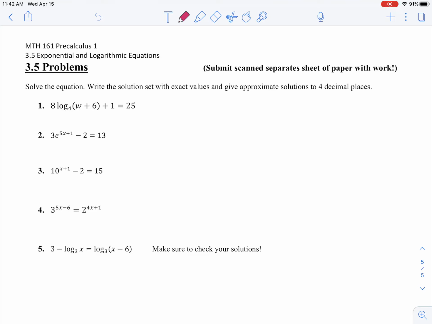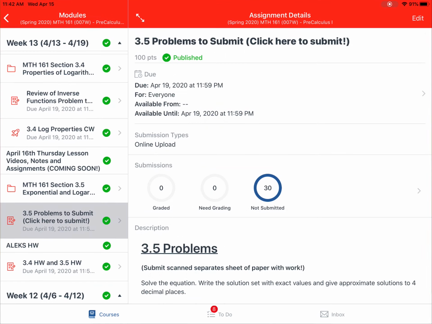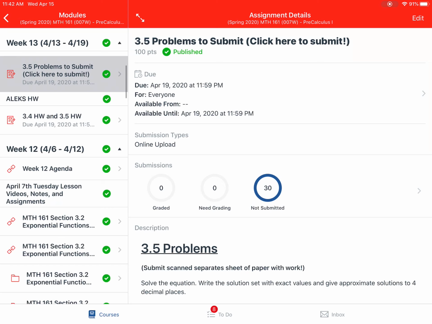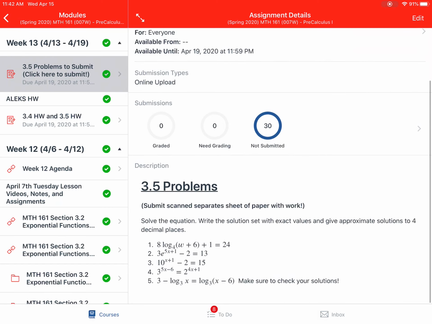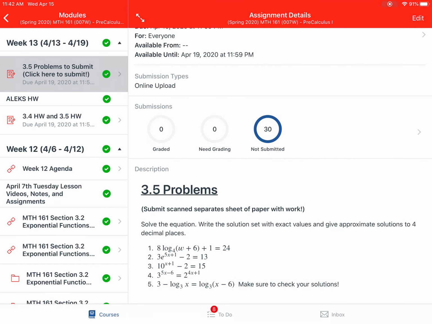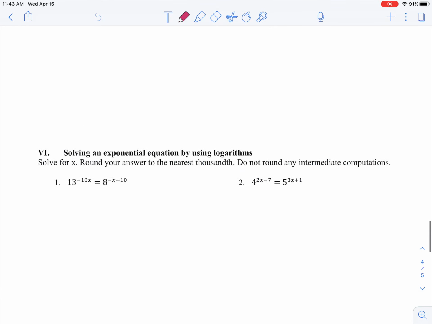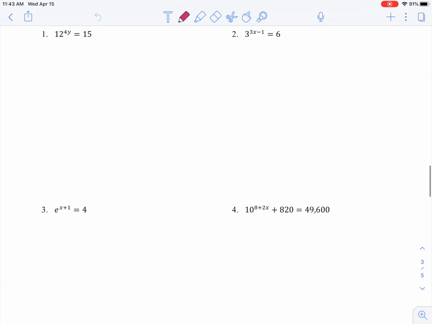Just want to mention that I want you to give both the exact value and the approximate solution, and we'll talk about what I mean by that as we go over the first 4 pages. So this can be found on Canvas. I'll call it 3.5 problems to submit. I did also type it here, but make sure to show work and the exact solution and the approximate decimal solution to 4 decimal places when you submit these, okay?